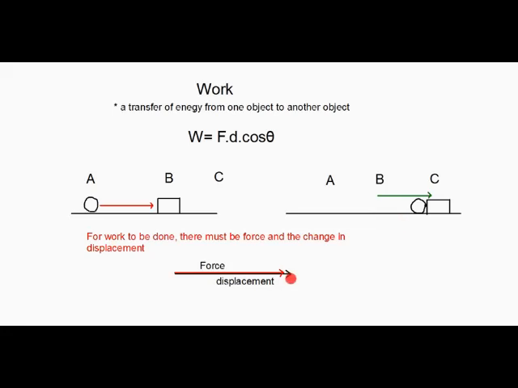Let's look at this illustration. The displacement is denoted with the black arrow. You can see the black arrow is for the displacement. The force is denoted with the red arrow. The red arrow is for the force applied to the box by the ball. The direction of the displacement is the same as the direction of the force, which is the red arrow. What does that mean? It means that there was work done. So there is work in this scenario.